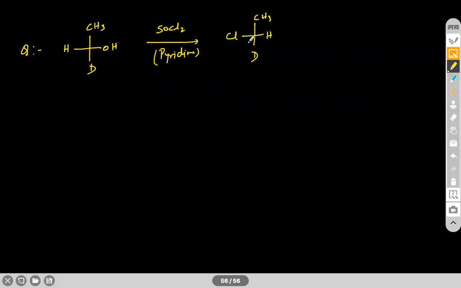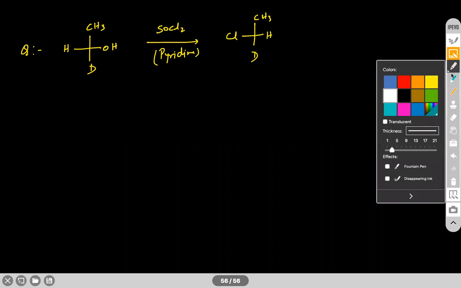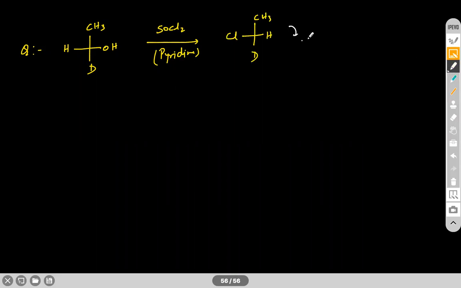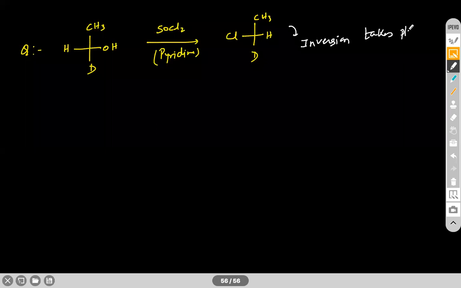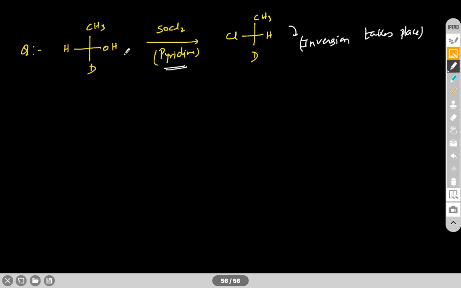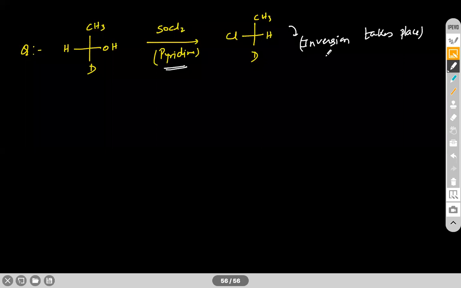In this case, what happens in this reaction? Here, inversion takes place. Inversion takes place. Okay. So without pyridine, there was no inversion. When you have pyridine, then inversion takes place. Okay. How, sir? I'll explain this.